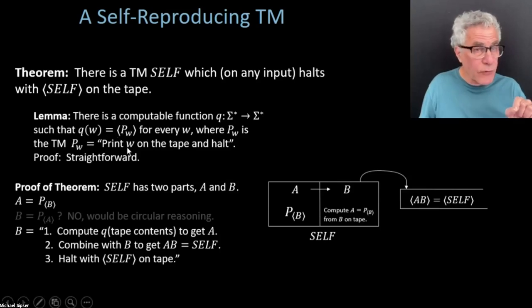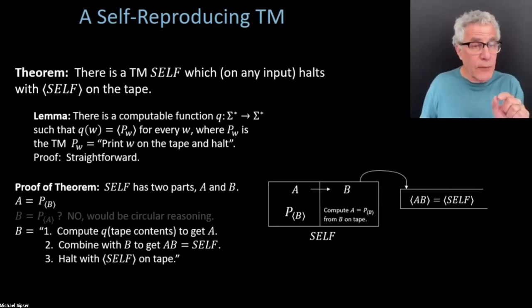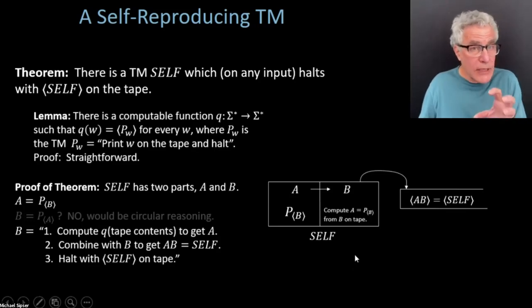Remember, you have to refer back to this lemma. This lemma produces a particular machine that prints out B from B. And that's the one that I'm going to use for A, and that's the one that B is going to be able to obtain by running the Q algorithm to figure out what A is. So you have to make sure you're being consistent in that. It's a little bit of a detail, but it's a good question.